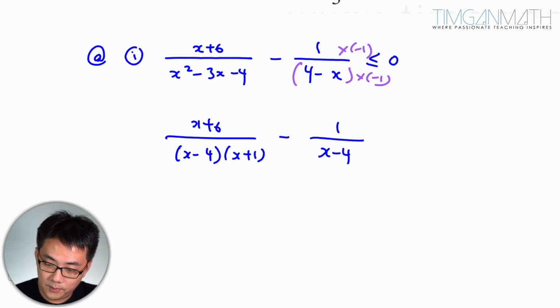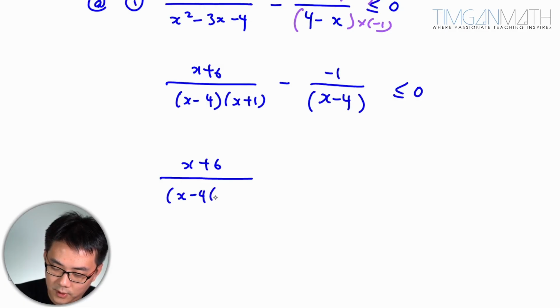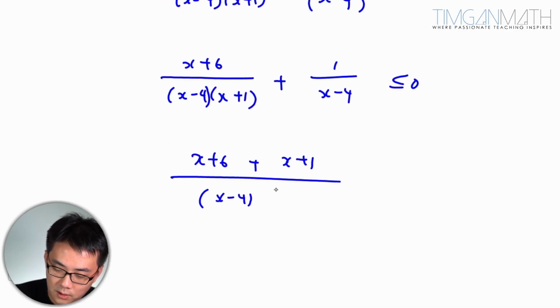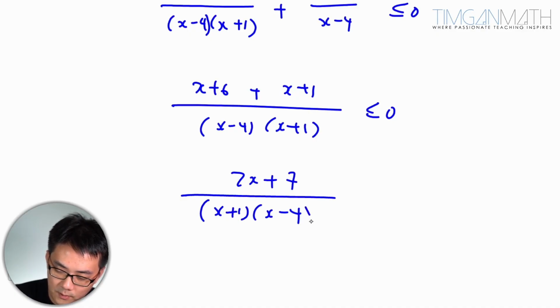This will be minus 1, less than or equal to 0. Good job. x plus 6 over x minus 4, x plus 1. I try not to skip steps here. I'm very tempted to skip steps, but it's x plus 6 plus x plus 1 over... 2x plus 7 over x minus 4, less than or equal to 0.